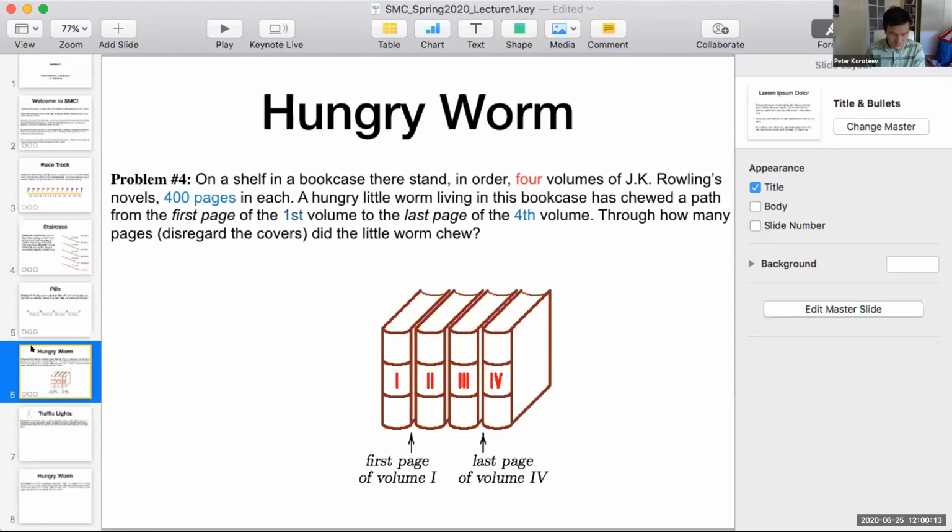See here, if you stack 4 volumes together, then the first page of the first volume will be here, and the last page of the last volume will be there. So it will go like this. It will chew only through volume 2 and volume 3, which makes only 800 pages. Is it 800 because 400 multiplied by 2, not divided, right? That's right. The important part was that you stack them 1, 2, 3, 4, one after the other.